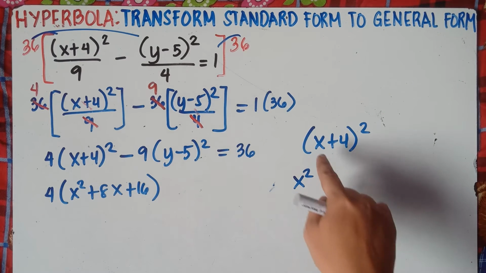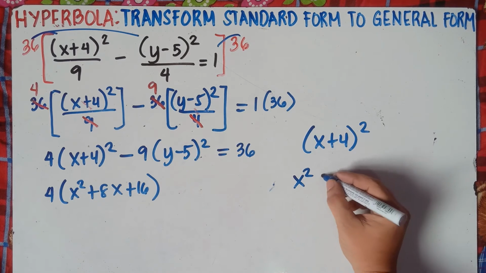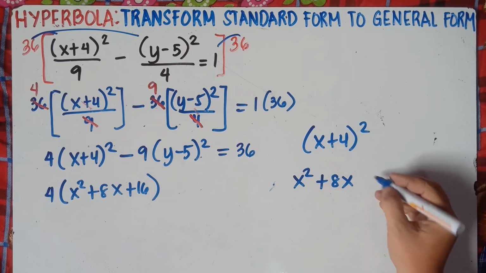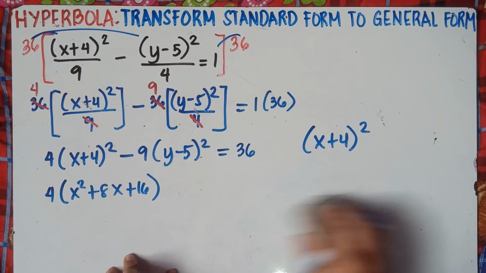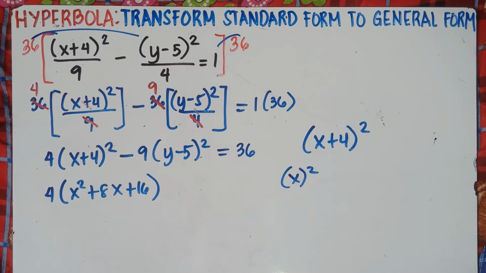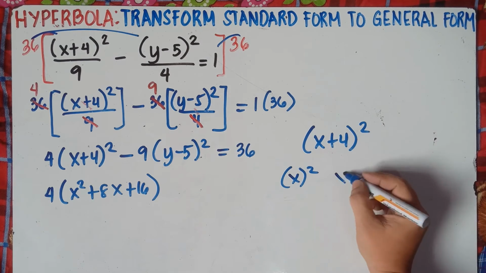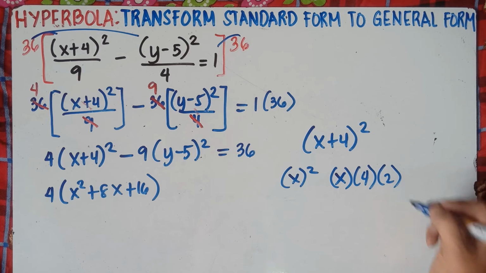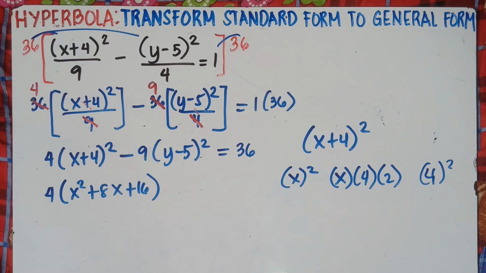Then you multiply the first term and second term times 2. So x times 4 is 4x, times 2, that would be positive 8x. Then last, you square the last term, 4 times 4 is 16. And you get the same answer, class. That's the square of a binomial. Let me write the equation: first, square the first term; second, multiply the first term and second term, x times 4, then times 2; then last, square the last term, 4 squared.